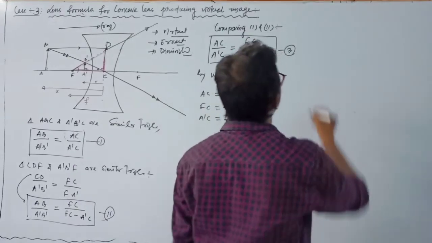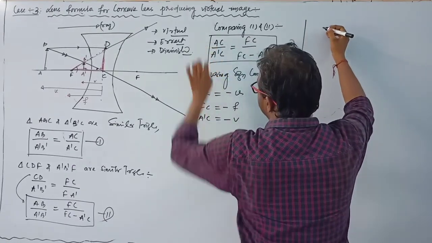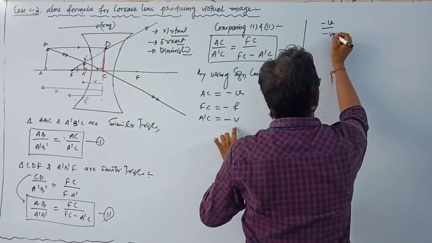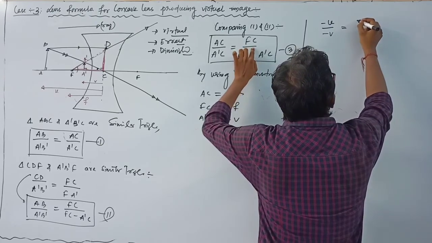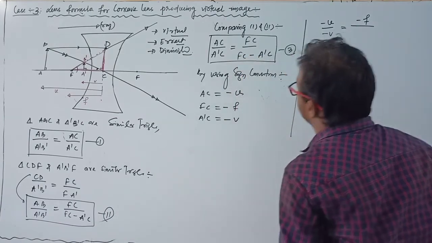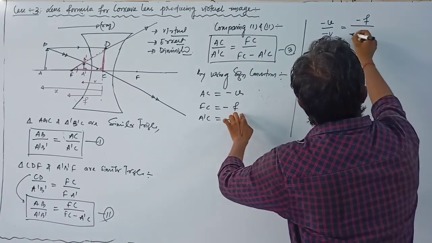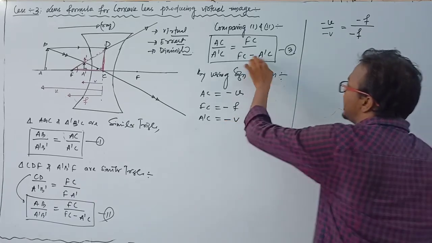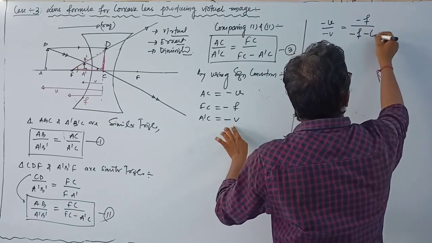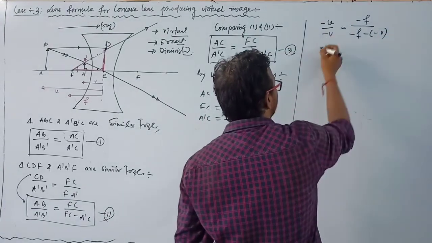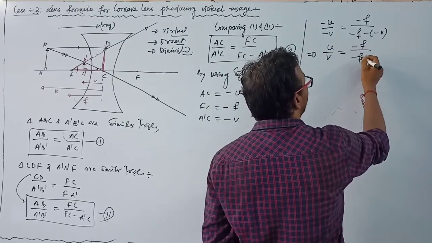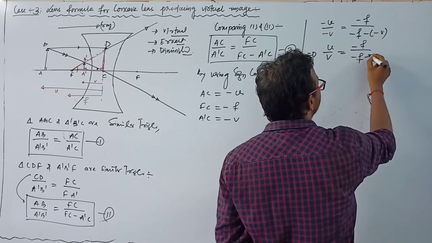Now use these values in equation 3. From this relation we can write AC as minus U divided by A'C, which is equal to V. Then FC is minus F divided by FC minus A'C. FC is minus F, and A'C has the value V. So the minus signs cancel: U by V equal to minus F by minus F minus V.